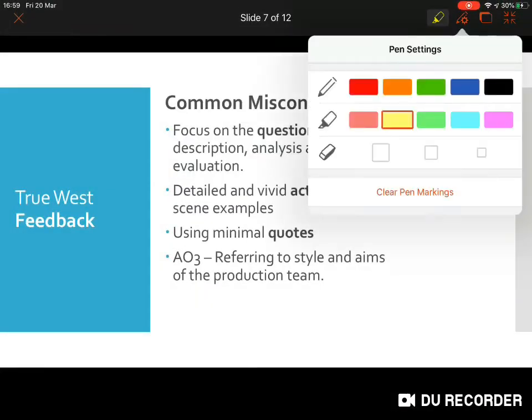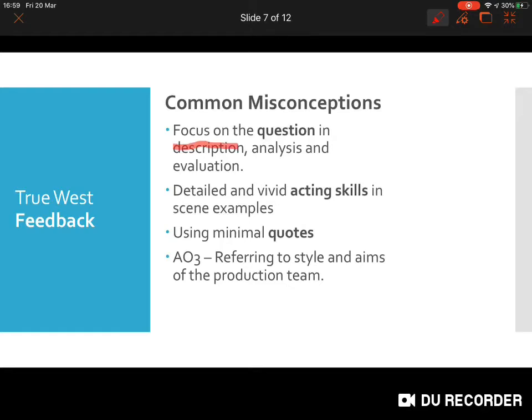It's not just the case of, oh, I'm going to talk about the brother relationship here, but then I'm not really going to analyse brothers. Okay, or I'm not really going to use any evaluative language to do that.